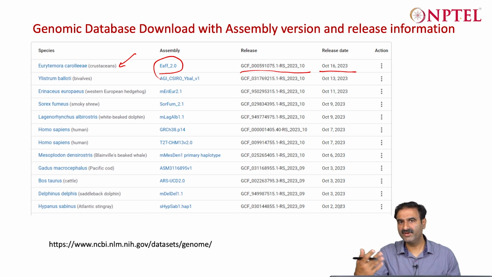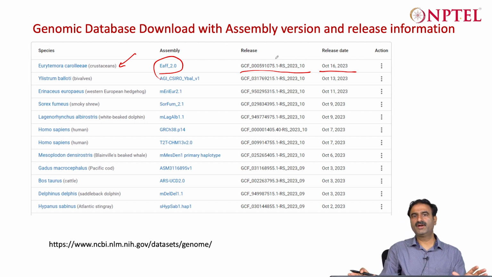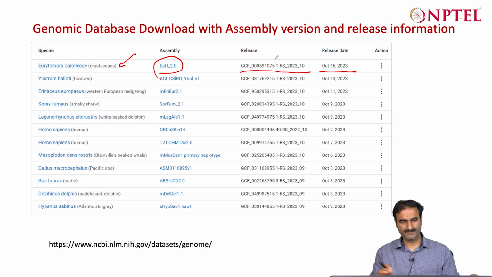You can use the other version for further validation or suggestive purposes, but still you would like to stick to the particular version that you are using for your analysis. So that is why the assembly, release and release date are very important, which you should always keep written somewhere, so that you know what version of the data you were using.